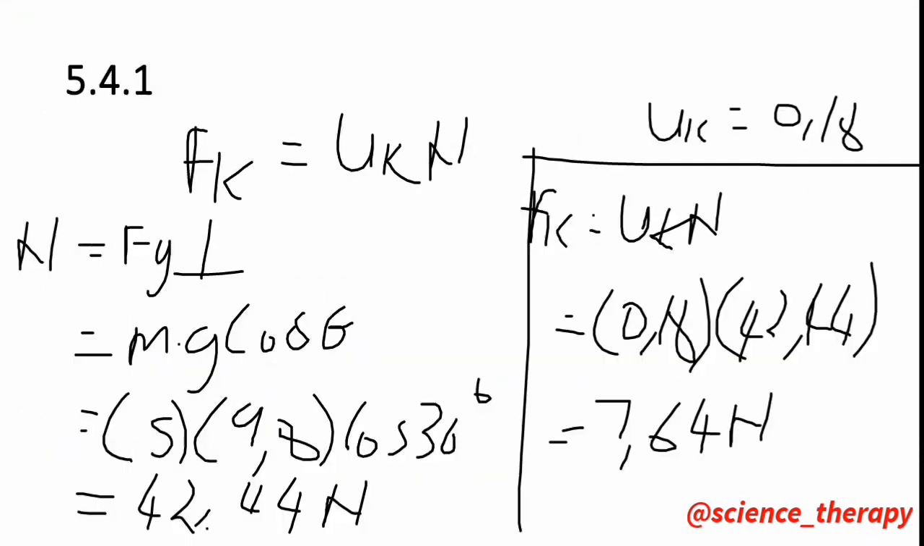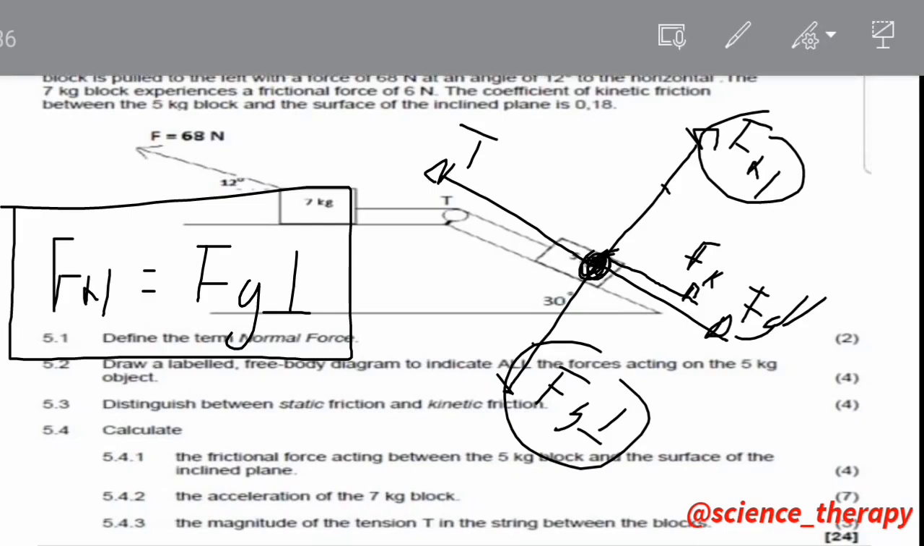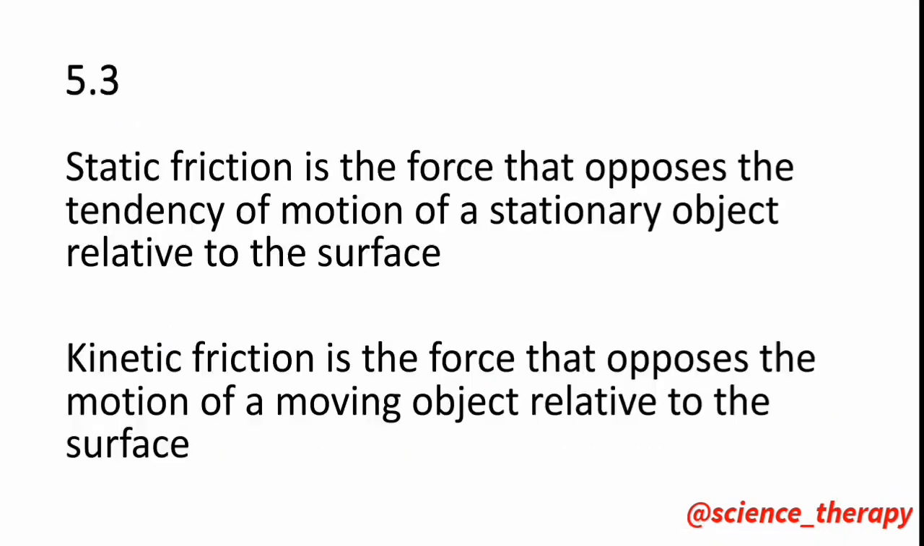Now remember, we get it from where? All the way back here. So the positive direction is the tension, and the negative direction is the one that is FK and FG parallel, because now the block is moving up the slope. So up the slope becomes the positive direction of motion, and down the slope becomes the negative direction of motion. So that's how we have all that.